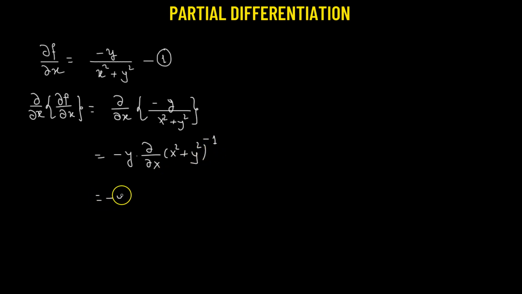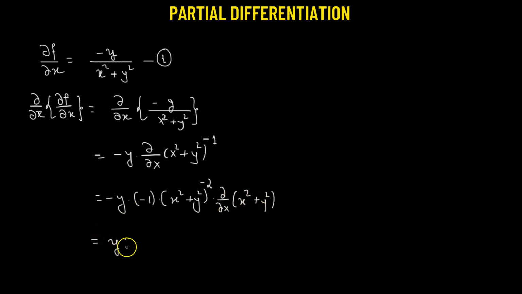So this will be equal to negative y multiplied by negative 1 times x squared plus y squared raised to the power of negative 2. Here we have used the power rule, but we also have to multiply it by the partial with respect to x of x squared plus y squared. Yes, this is the chain rule. So this gives us y multiplied by x squared plus y squared raised to the power of negative 2 times the partial with respect to x of x squared plus the partial with respect to x of y squared.